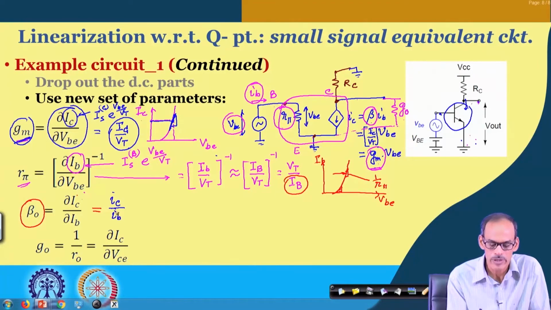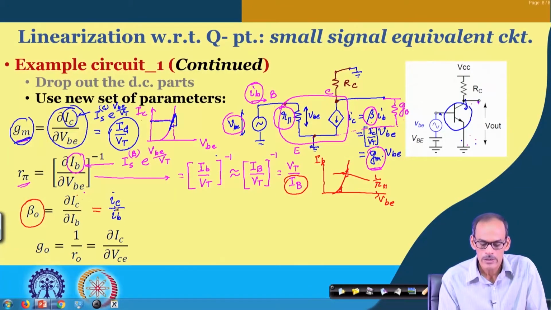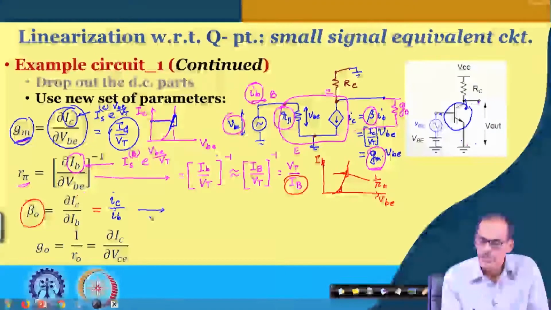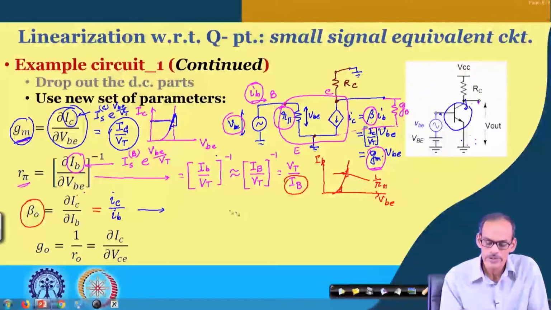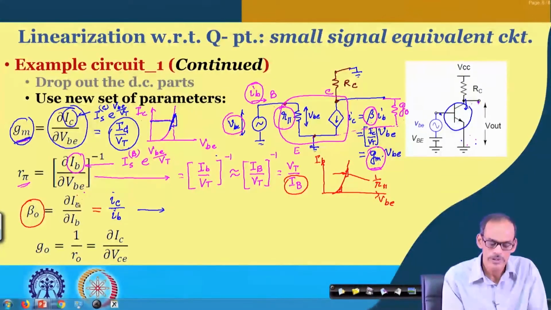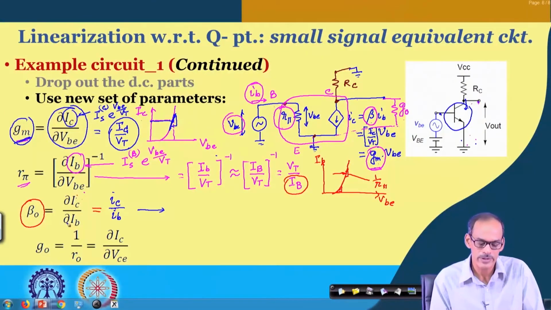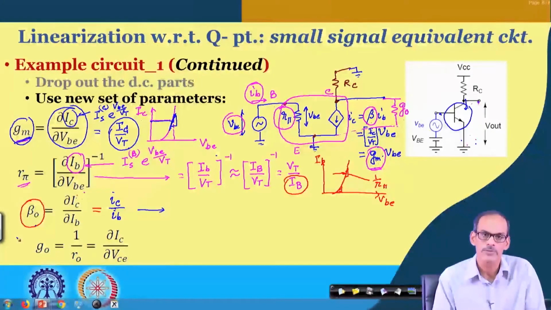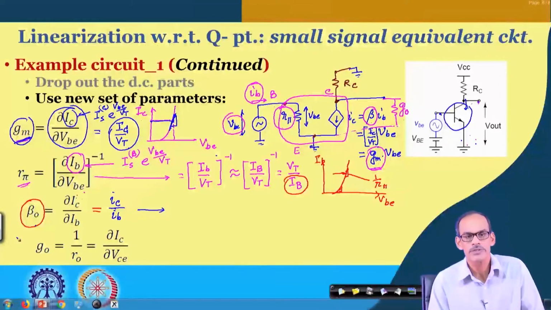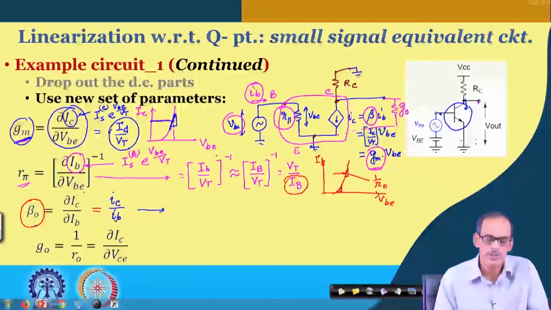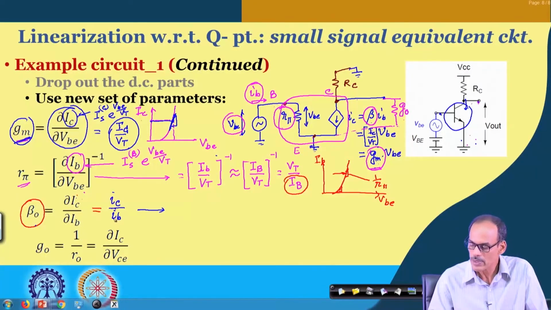And I would like to say here one thing: if beta F remains constant for whatever range of IC and IB we are considering, then we may say that beta naught is the same as beta F. But in case beta F is different, then obviously, depending on the operating point, their dependency will be different.